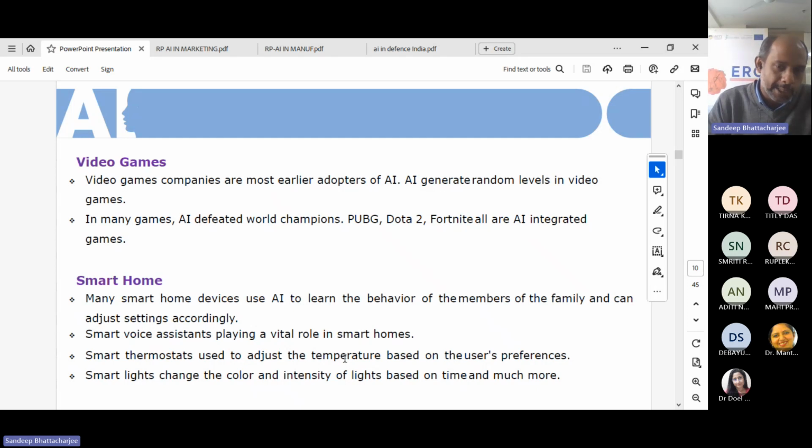Smart thermostats are used to adjust temperature based on user preferences. So based on your health, the temperature inside the room can also be maintained. That's what smart thermostats are all about. Then you have smart lights. I think many of you might have seen this or even experienced this or have it in your homes, where depending on how you approach or what your mood is, these smart lights can change colors, or they can go on and off based on the presence of human beings inside the home. So the smart home concept is also very, very popular.